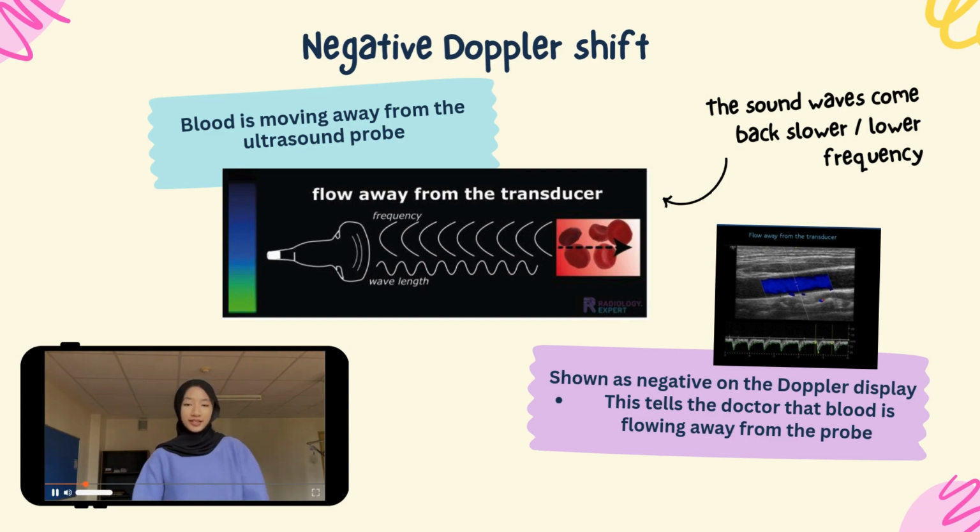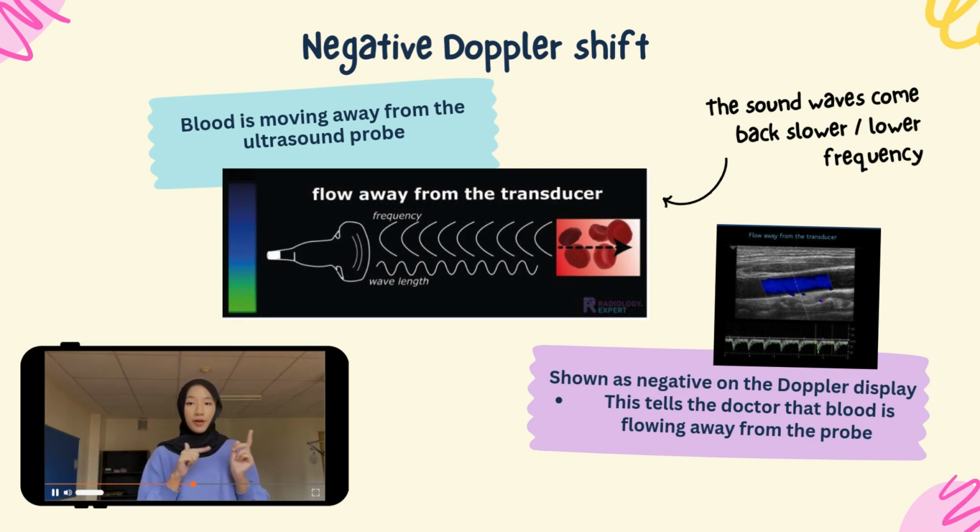Next is negative Doppler shift. In Doppler ultrasound, a negative Doppler shift happens when blood is moving away from the ultrasound probe. The probe sends out sound waves, and when those waves hit red blood cells that are moving away, the echoes return at a lower frequency than what was sent. That is, we say the sound wave comes back slower.